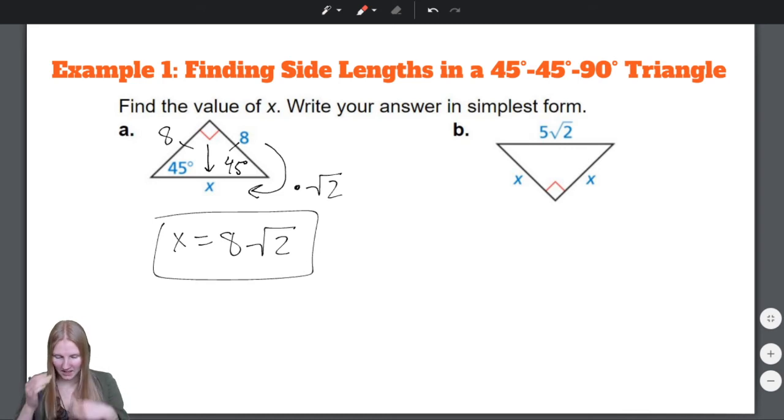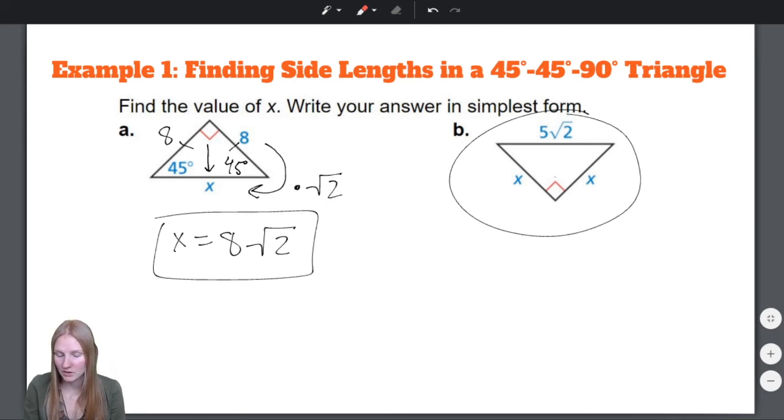All right, next, part B. We have 5 times the square root of 2 is the hypotenuse. It's opposite the 90-degree angle. So 5 times the square root of 2 is the hypotenuse. And I know that the legs are congruent, so this tells me that this is a 45, 45, 90 triangle because the legs are congruent. So this is a 45, 45, 90 triangle, and I know that the hypotenuse is 5 times the square root of 2. Well, we know the pattern.